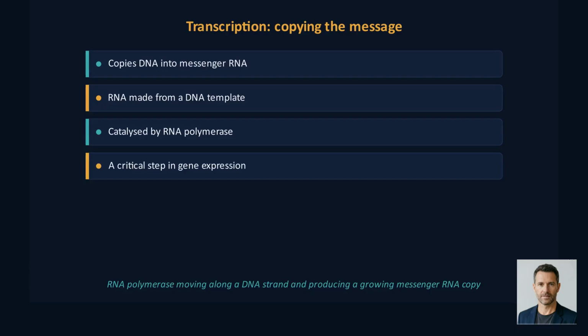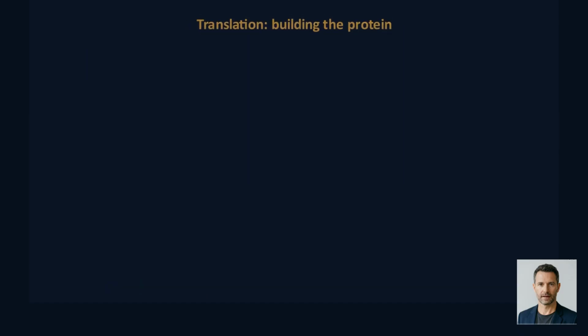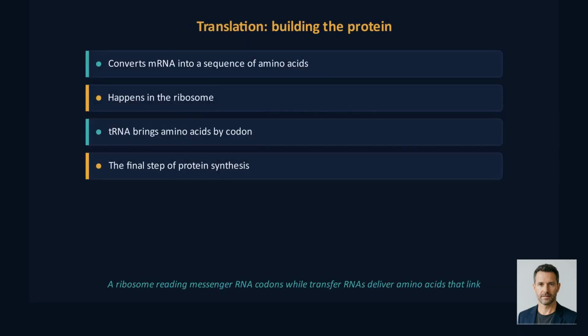Think of DNA as the archived master document and transcription as making the photocopy you are allowed to carry out of the library. With that messenger RNA copy in hand, the cell is ready for the final step, where the message becomes a protein. The final step is translation, where the message becomes a molecule you can use.